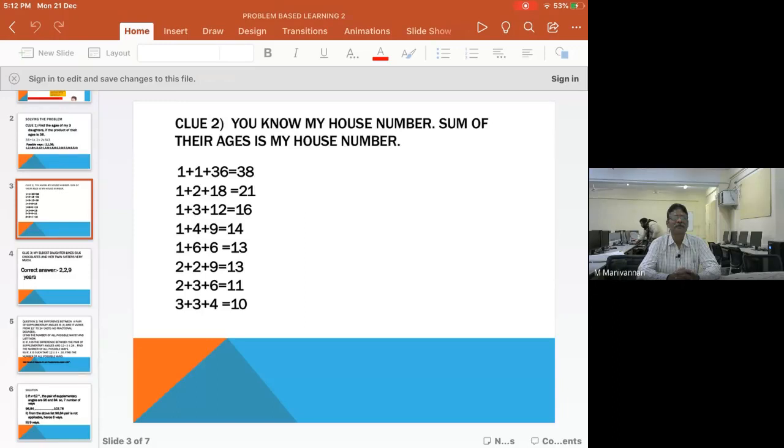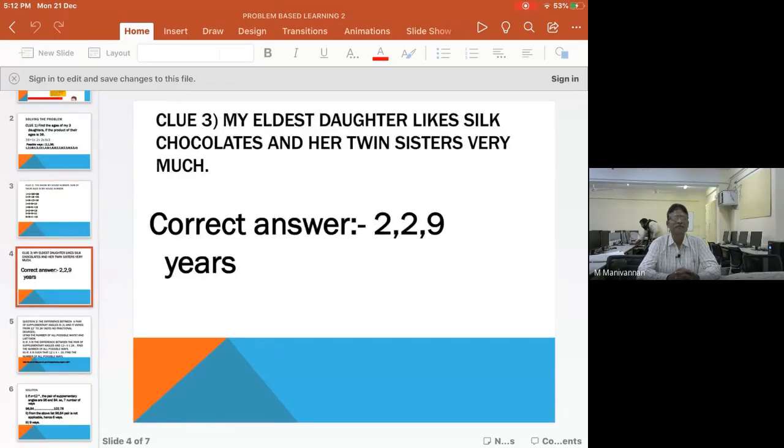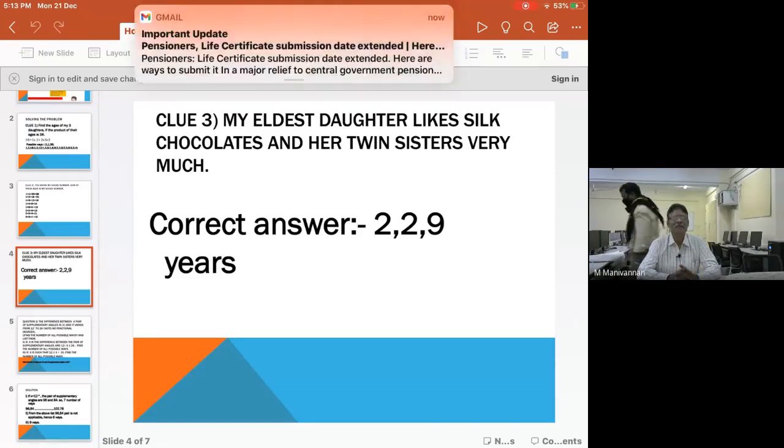The third clue is my eldest daughter likes silk chocolates and her twin sisters very much. So here 2 answers are there. That's why he said the eldest daughter likes silk chocolates, which means her age is 9 and the remaining twins are 2 and 2. So the answer is 2, 2, 9. Next question, sir.